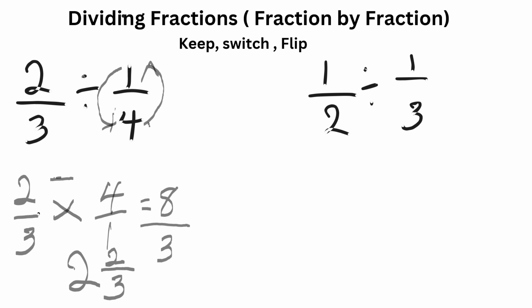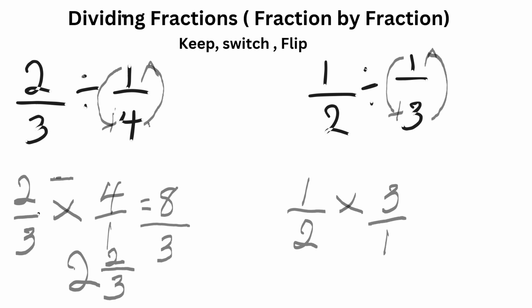Going to example 2 on this same method, remember we have to keep our first fraction. The next step, we switch from division to multiplication, and then the third step, we flip. You flip your fraction, the denominator moves to the numerator, while the numerator becomes the denominator. So here we go. 3 multiplied by 1 is 3, and 2 multiplied by 1 is 2.